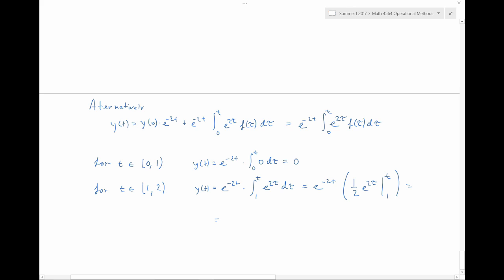So we get e to the minus 2t multiplied by 1/2 e to the 2t minus 1/2 e to the 2. So when we multiply by e to the minus 2t through, we get that this is going to be 1/2 minus 1/2 e to the 2 minus 2t. And that's exactly the same as the solution we obtained before.